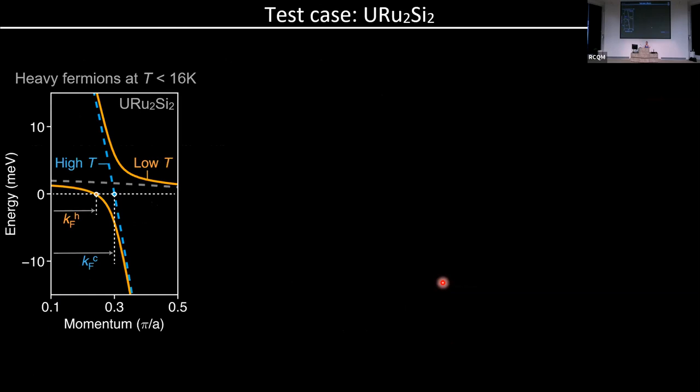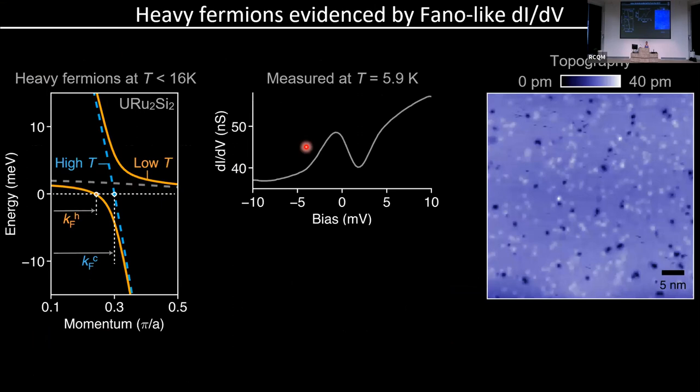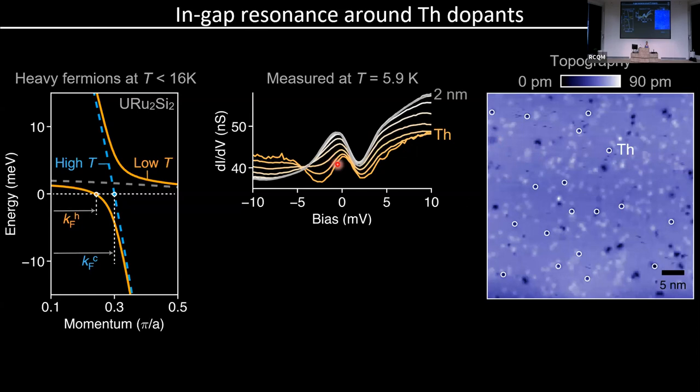Uranium ruthenium 2 silicon 2, some things have been measured and proven in this material. So I want to start with this one as a test case. So again, we have energy versus momentum. The light band hybridizes with the F band, gives you a heavy conduction band here, and sets up a Fano resonance in the density of states. This is data from Seamus Davis's lab that I've borrowed from him. This is the topography of URS, and it has thorium dopants in it. At the location of a thorium dopant, the hybridization is broken, and there's a symmetric peak in the density of states, whereas far from the thorium dopant in gray here, we recover the Fano resonance and the hybridization. So the thorium dopant acts as a Kondo hole.